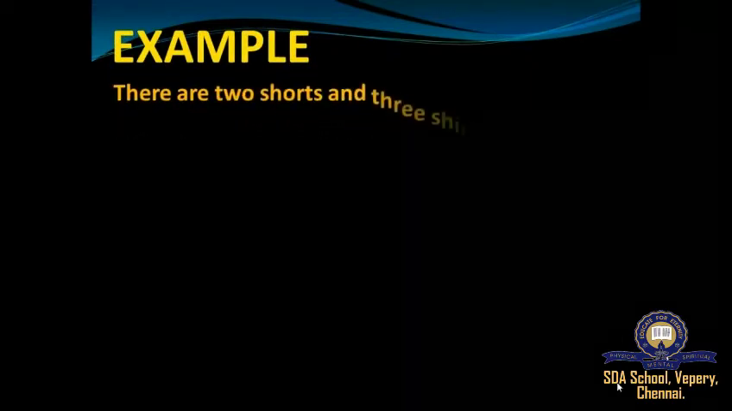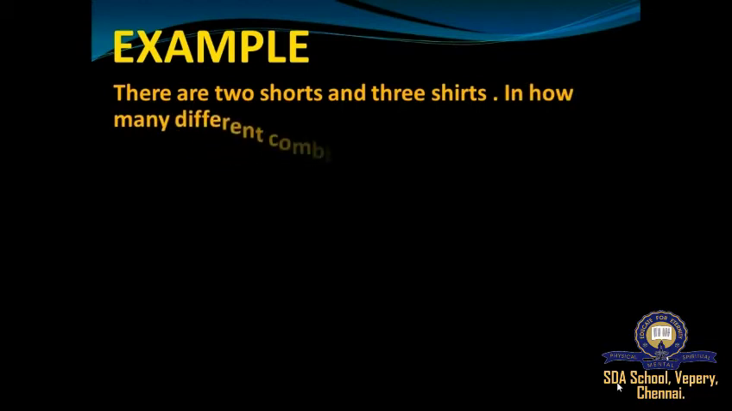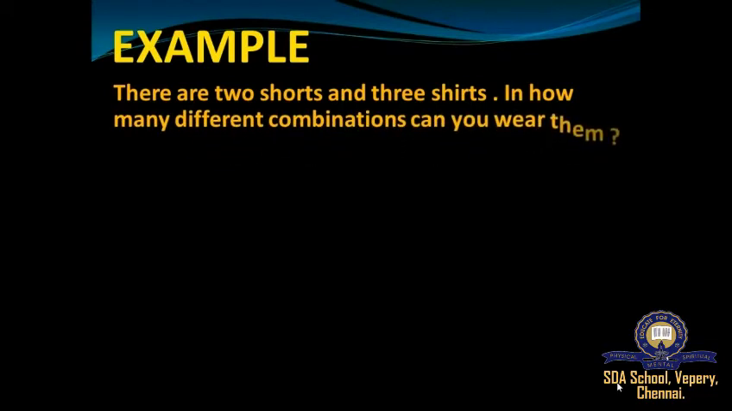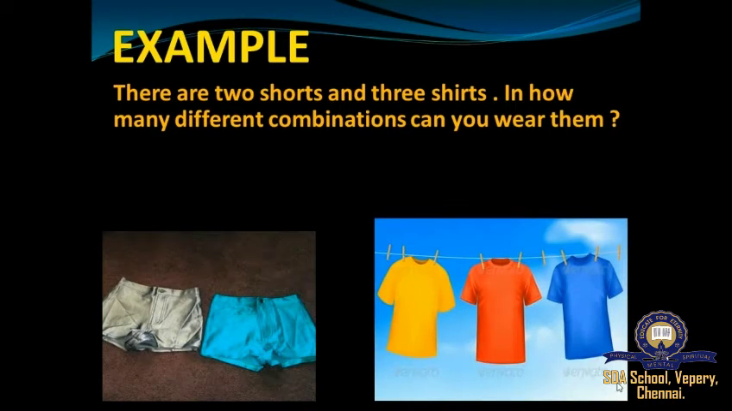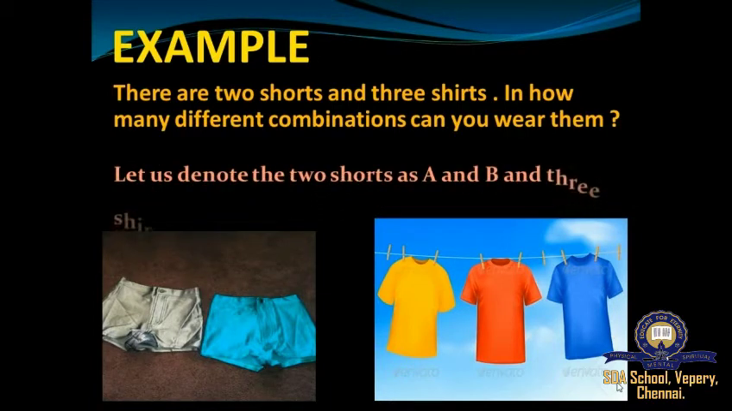Consider the example, students. There are 2 shorts and 3 shirts. In how many different combinations can you wear them? So this is the question. At a time you are going to pick one of the shorts and one of the shirts. We'll denote the shorts as A and B, and the 3 shirts as P, Q and R.